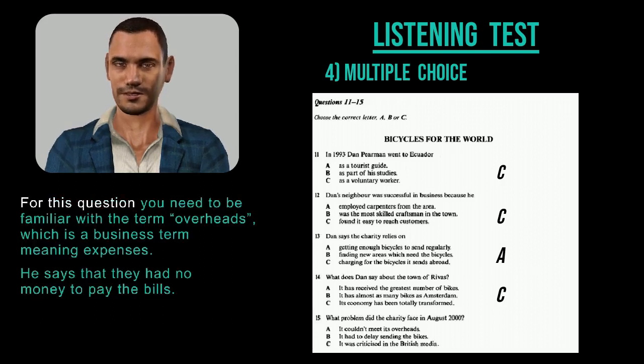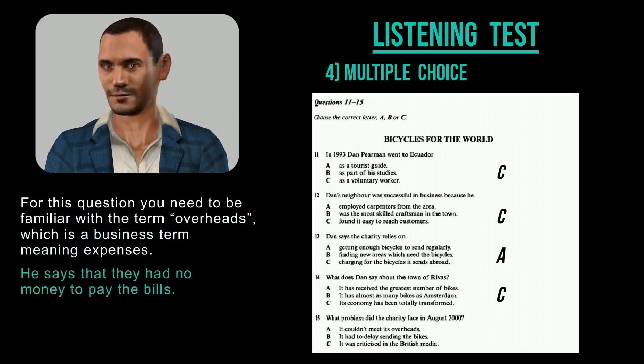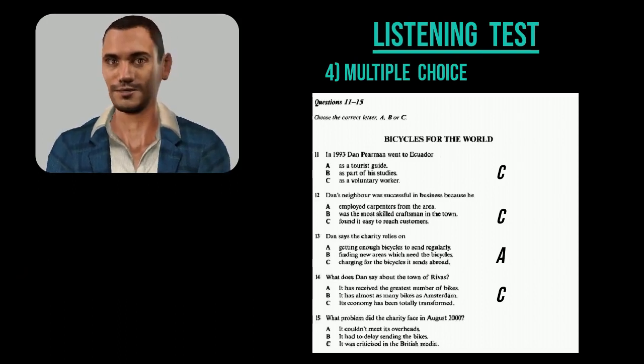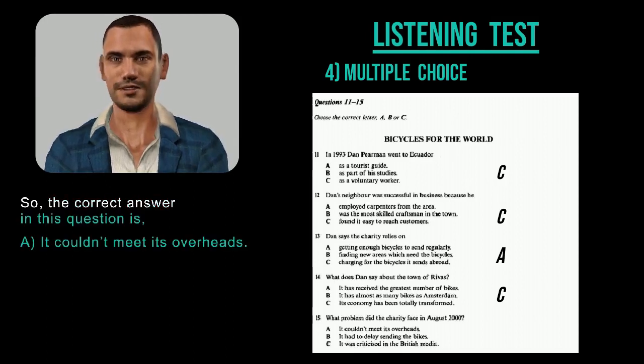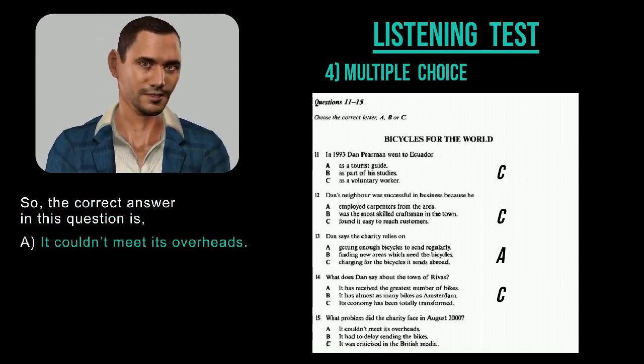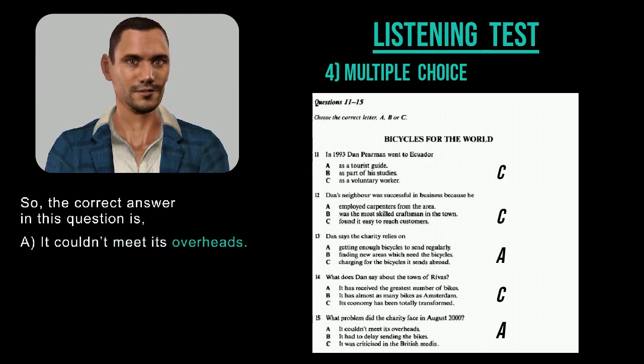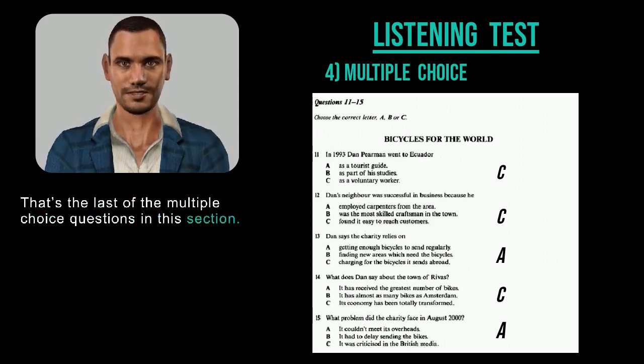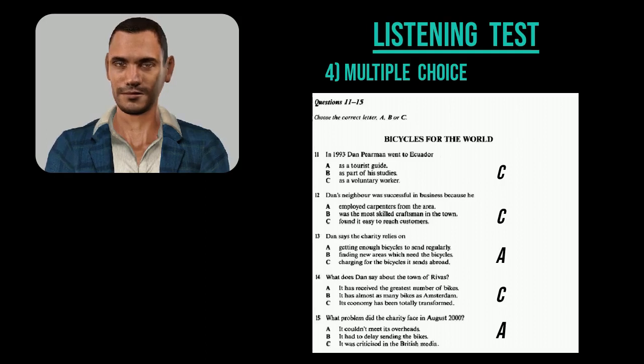For this question, you need to be familiar with the term overheads, which is a business term meaning expenses. He says that they had no money to pay the bills. So, the correct answer in this question is A. It couldn't meet its overheads. That's the last of the multiple choice questions in this section.